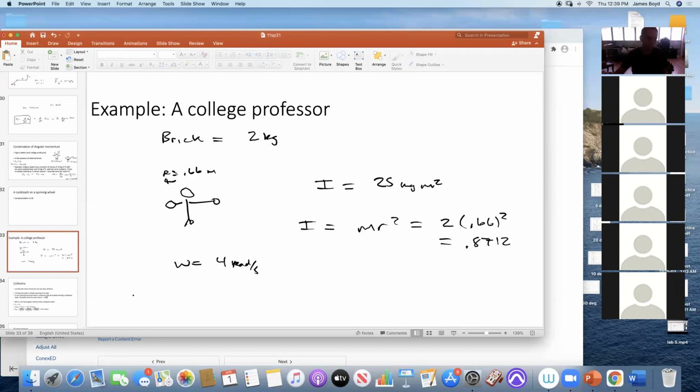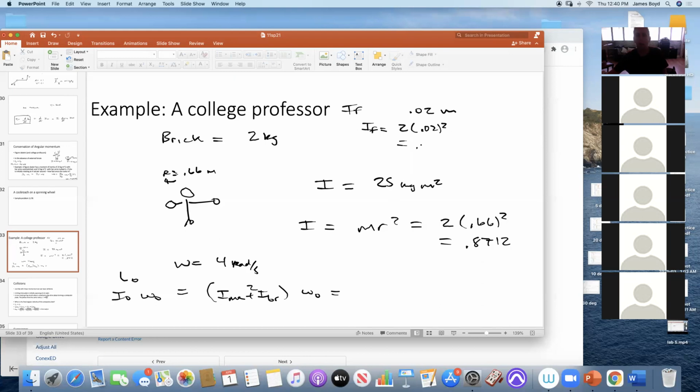So my L initial is I of me plus I of the bricks, but there are 2 of those, times omega initial. Now, for I final, I'm going to pull the bricks in to 0.02 meters. So I'm going to tuck them in. So I final for the bricks is now 2 times 0.02 squared, which is 2 times 0.02 times 0.02, 0.0008 kilogram meters squared. All right, and I for me stays the same.